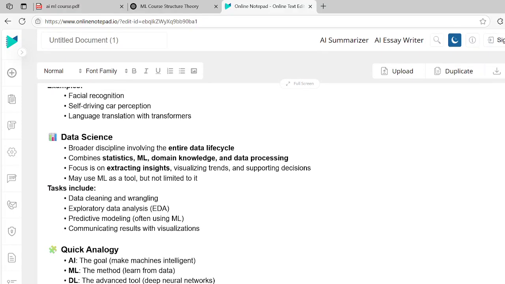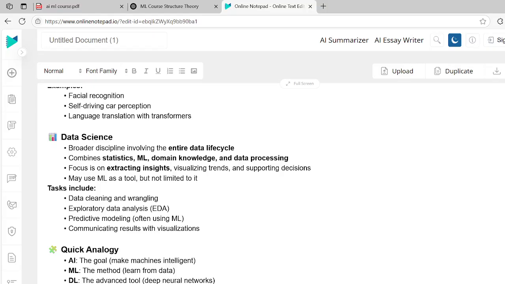And then we have data science. It is a broader discipline involving the entire data life cycle. It combines statistics, it combines machine learning, domain knowledge, and data processing. It focuses on extracting insights, visualizing trends, and supporting decisions. May use ML as a tool, but not limited to it, right?